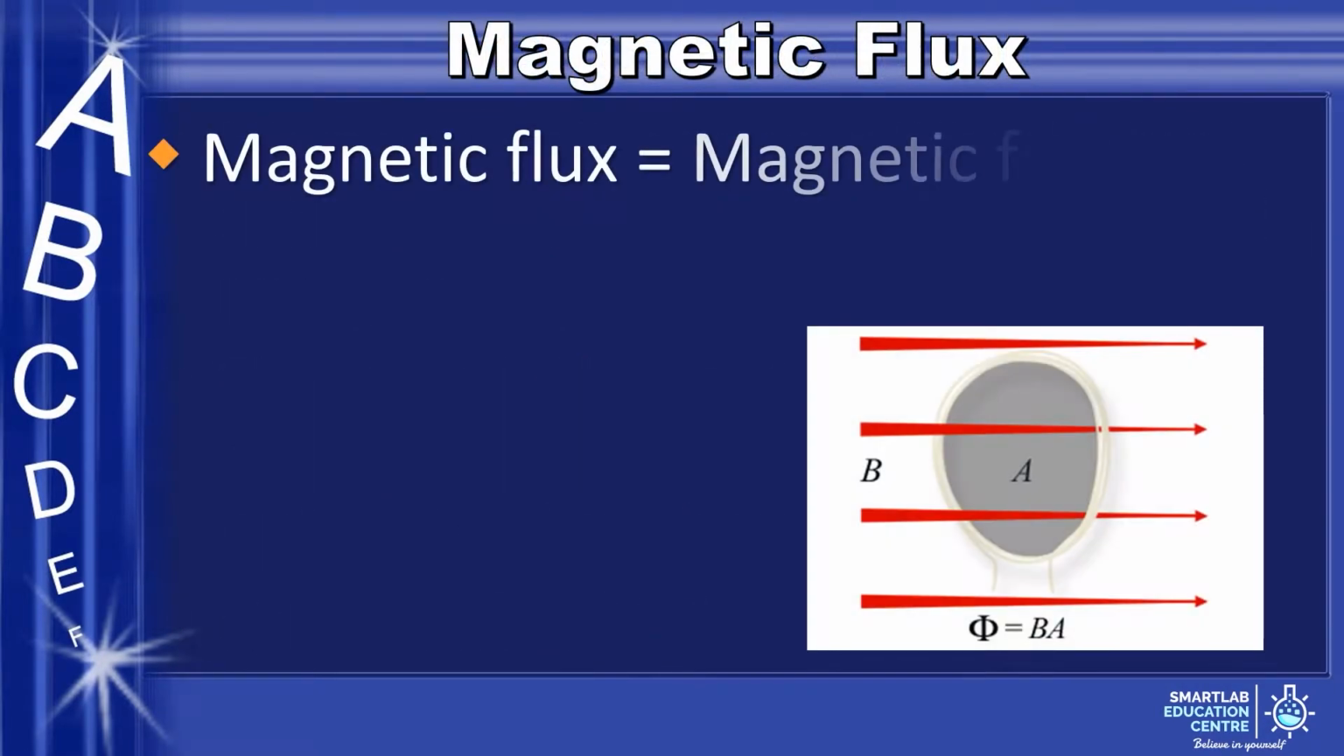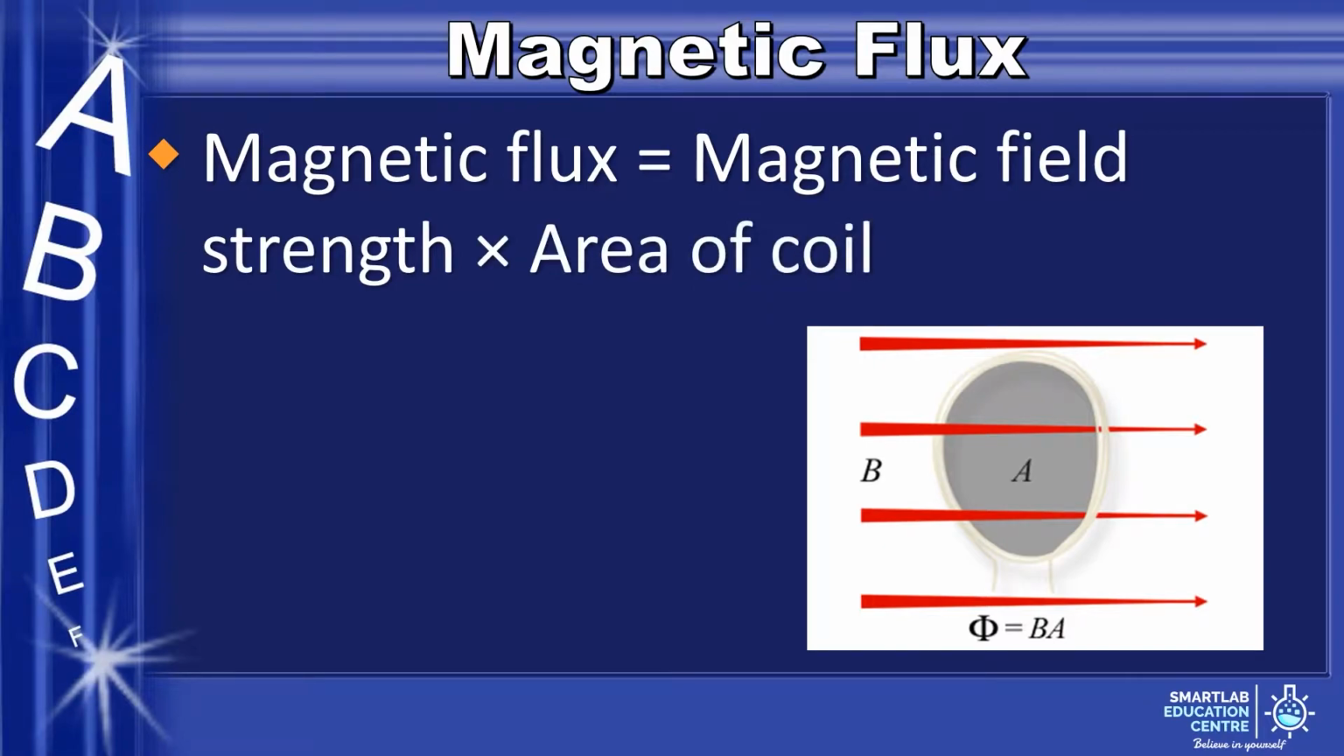Magnetic flux is calculated as the magnetic field strength multiplied by the area of the coil. Hence, phi equals B times A. In the calculation of magnetic flux, magnetic field lines need to be perpendicular to the area of the coil.